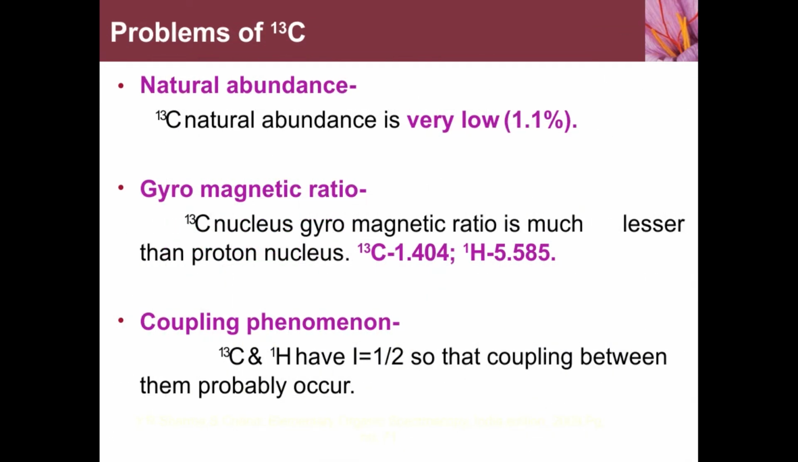Now, considering C13 NMR particularly, as I just told, the abundance is about 1.1% for C13. C12 abundance is about 99%. The gyromagnetic ratio of the C13 nucleus is found to be 1.404, whereas the H1 NMR gyromagnetic ratio is 5.585, where the natural abundance of H1 is 99%.